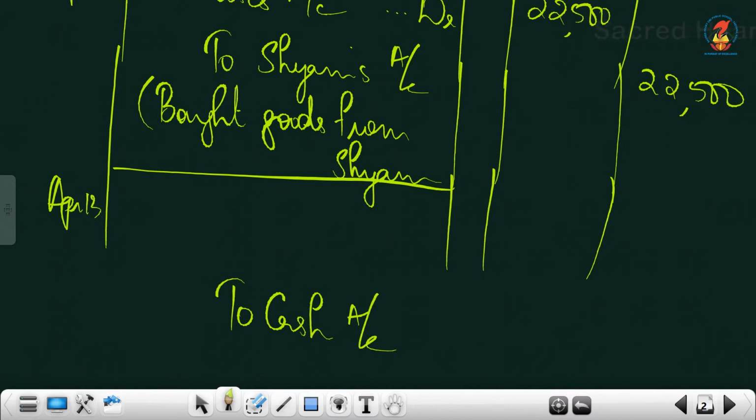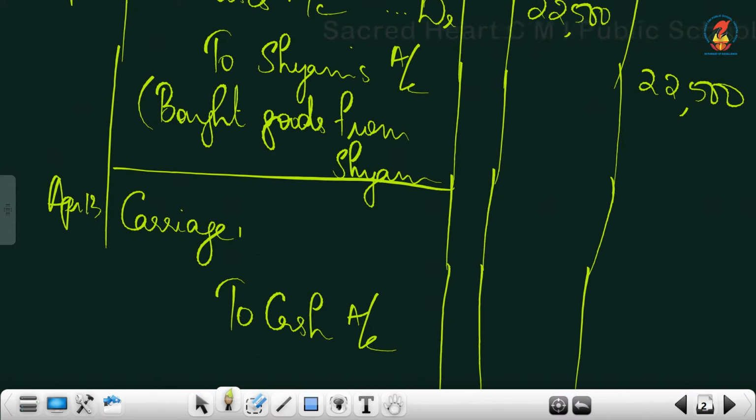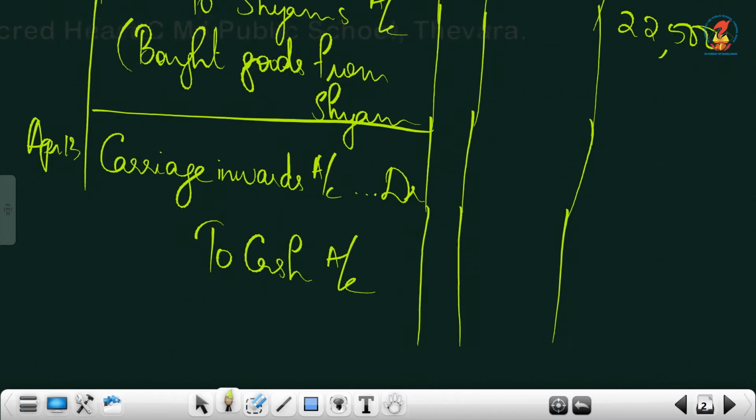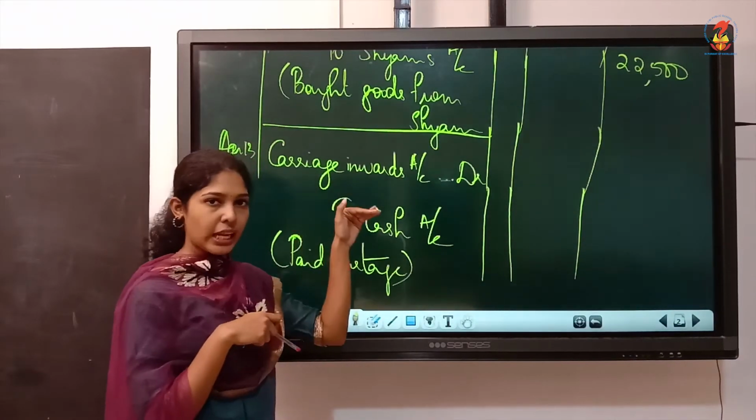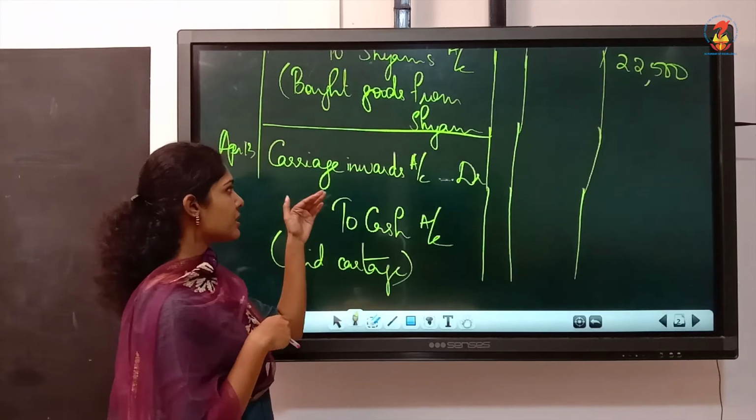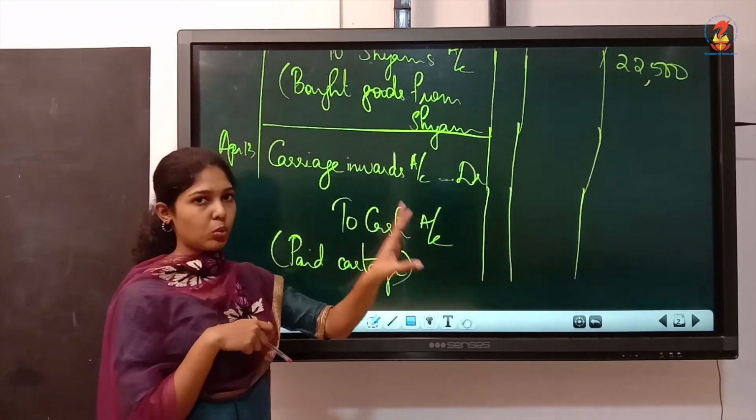What can we debit? We can debit the carriage account. And you must specify it as carriage inwards since it is on goods purchased. So write it as carriage inwards account debited to cash. Here you write paid carriage or paid cartage. I think in the question they have written cartage, and I wrote carriage. Both are the same.